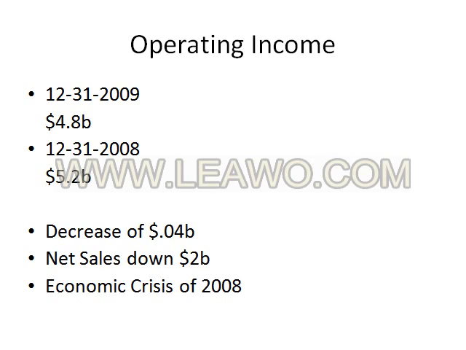Operating income. From the income statement, we can see that on December 31st, 2009, 3M's operating income was $4.8 billion. In 2008, same time, operating income was $5.2 billion. This is a decrease of nearly $500 million. This can be attributed to lower net sales that were down by $2 billion in 2009 from 2008. And this can also be attributed to the economic crisis of 2008.